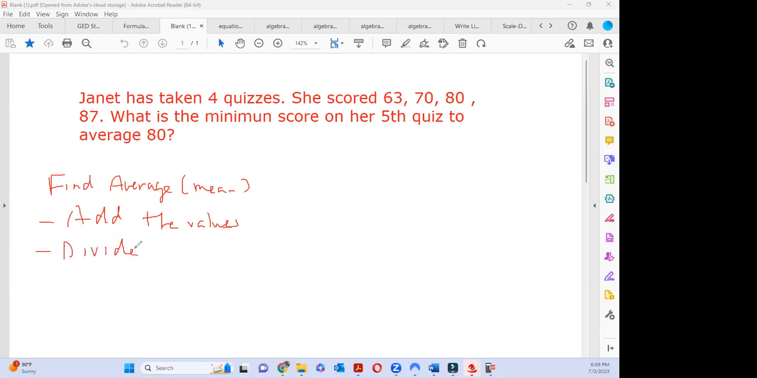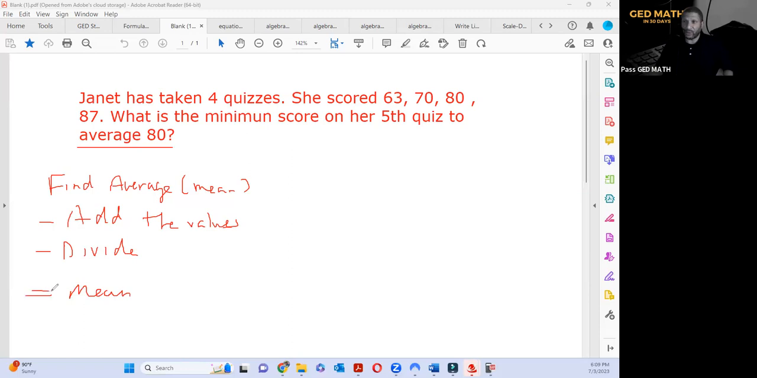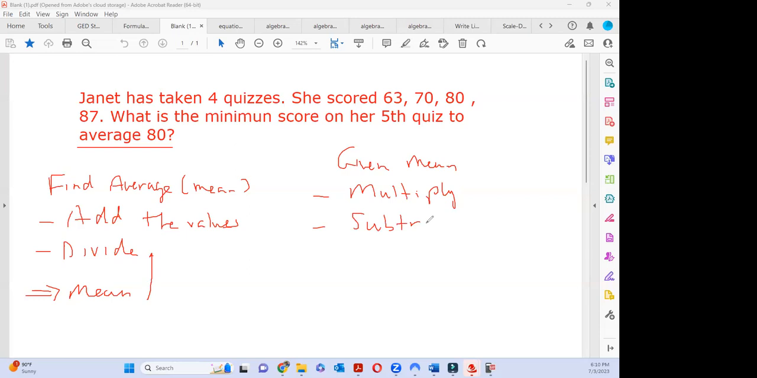So if I'm given the mean already, this is how you find the mean, but we already have the mean, so we have to go backwards. So we have to multiply, because the opposite of dividing is multiplication. The opposite of adding is what? Subtracting. Right? So let's do that.